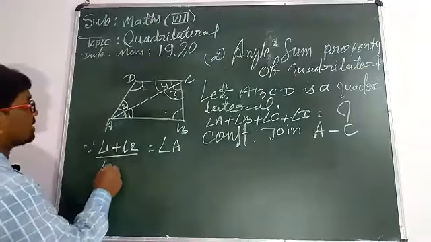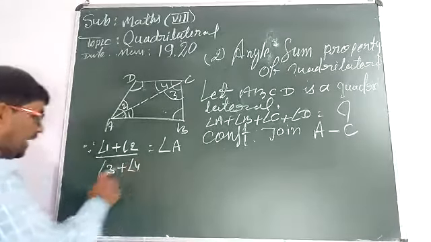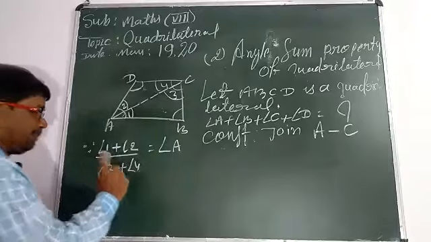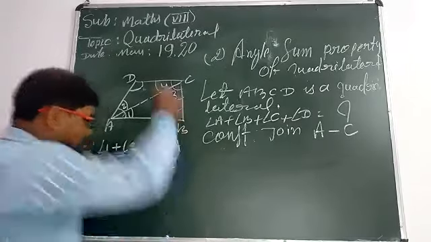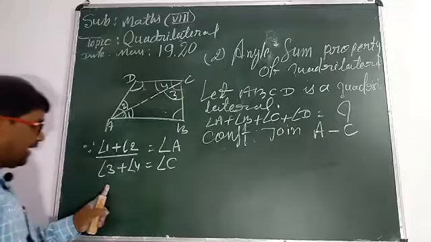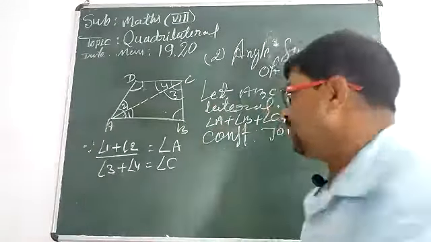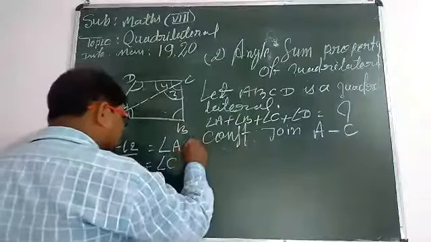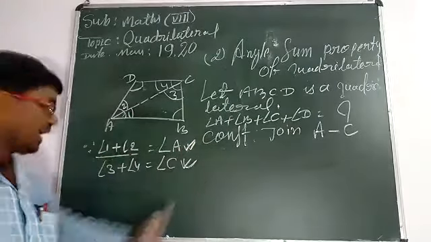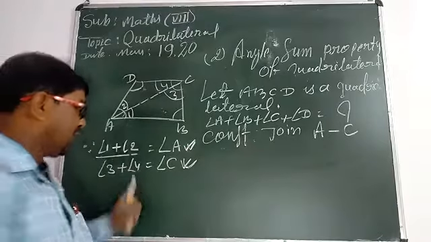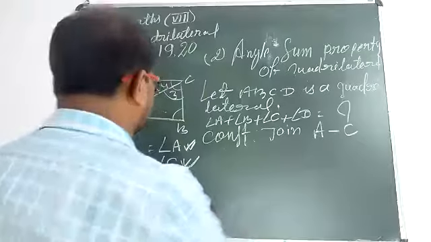Similarly, angle 3 plus angle 4 equal to angle C. Now you have two major statements. One is angle 1 plus angle 2 equal to angle A. Another is angle 3 plus angle 4 equal to angle C. Understood now? Very good.